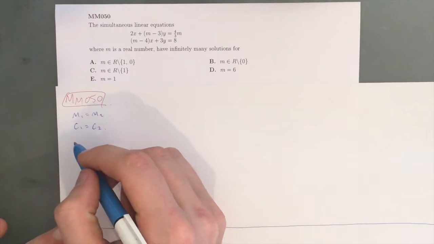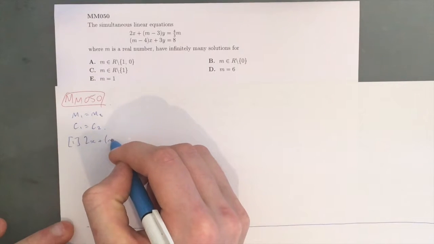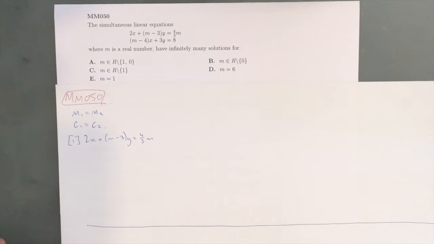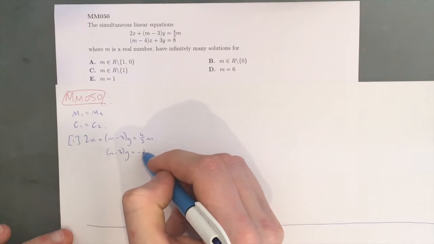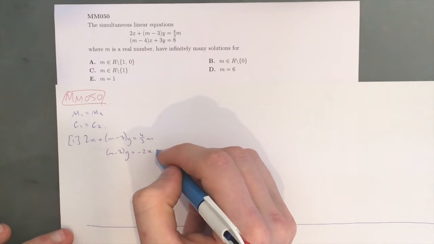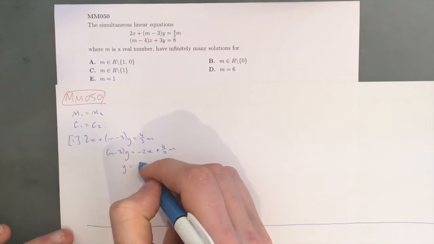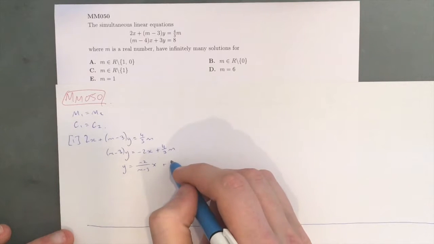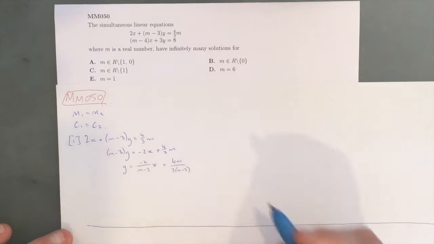So first things first is to change the format of these equations. We want to get it in y equals mx plus c form, so we want to get y by itself. So we get (m - 3)y equals -2x plus 4m over 3m, and we get y equals -2 over (m - 3) x plus 4m over 3(m - 3).